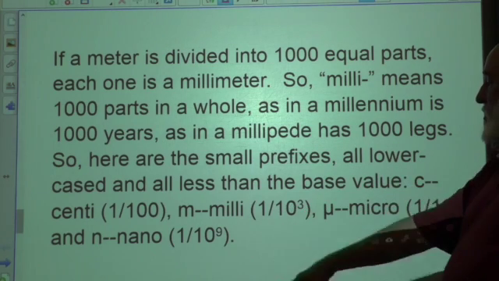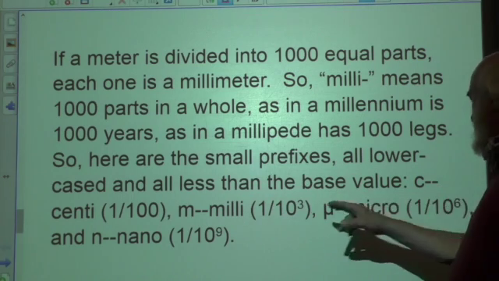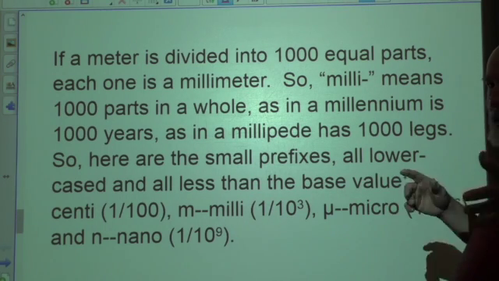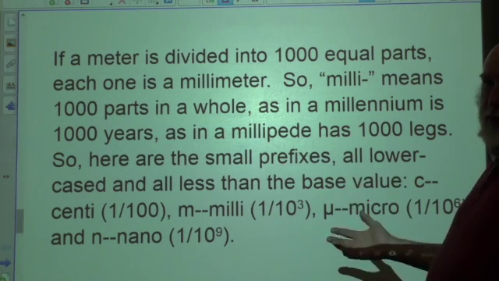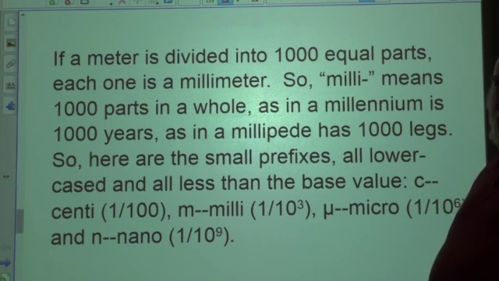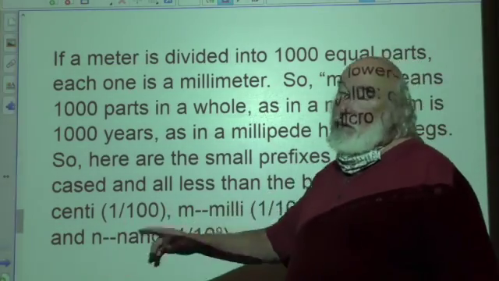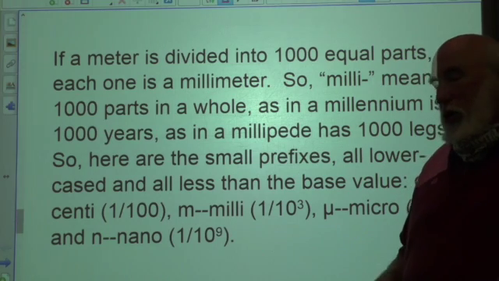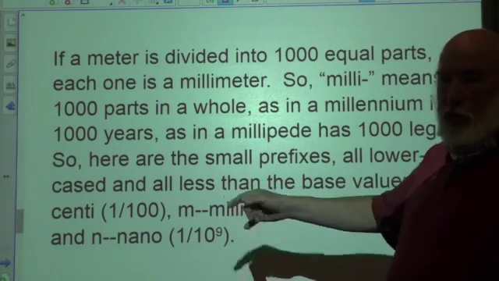And nano is 9, so 10 to the 9th. As you can see, 9, 6, 3 are all powers of 10 in multiples of 3. The next one is pico, which is 12, femto, which is 15, and atto, which is 18. So we all work in numbers of 3 once we get past the centi. Now, honestly, centi is no longer really recognized by SI, but we use it all the time, so I'm going to expect you to know that as well.